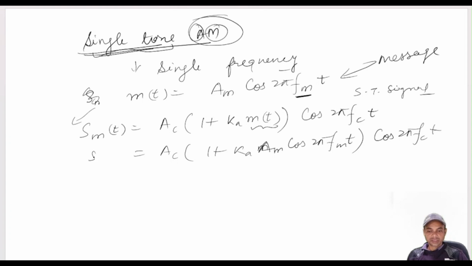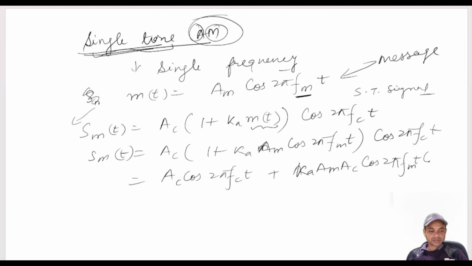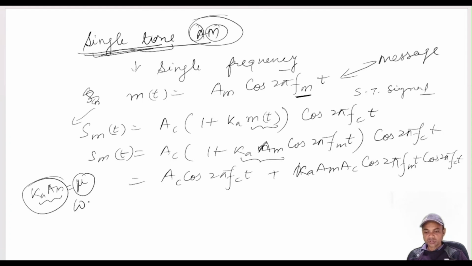Now we are just expanding by removing the brackets, and then we can write Ac cos 2 pi fc t plus Ka Am Ac cos 2 pi fm t cos 2 pi fc t. Okay, now we can write here Ka Am, this is described by a new factor that is called mu, which is the modulation index.